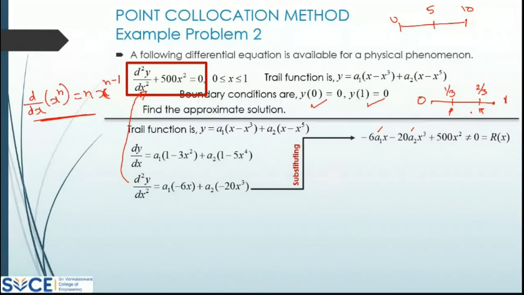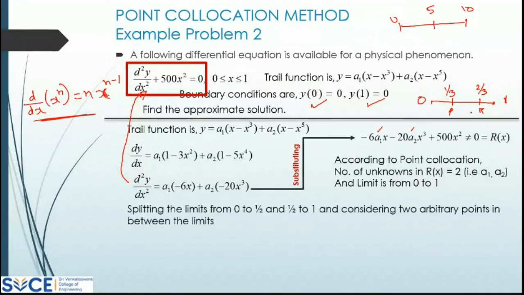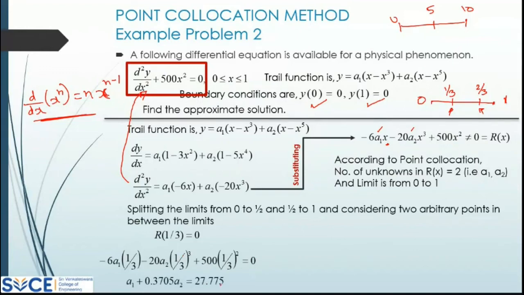The first point is r of x where x is 1 by 3. The second is r of x where x is 2 by 3. Since you have 2 points, I am splitting it. When I substitute x is equal to 1 by 3 in this equation, what will we get? Minus 6a1 times 1 by 3, minus 20a2 times (1 by 3) cube, plus 500 times (1 by 3) whole square is equal to 0. When you solve this, you will get an equation.